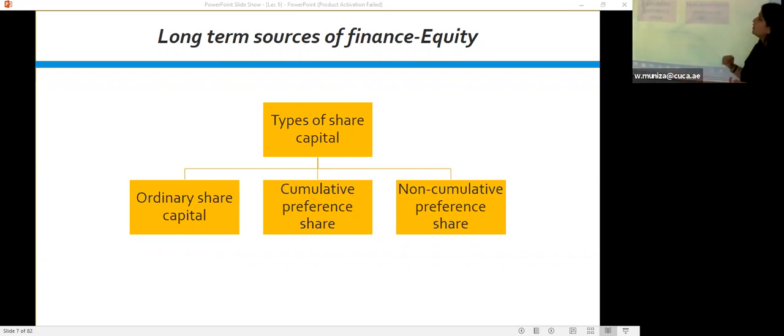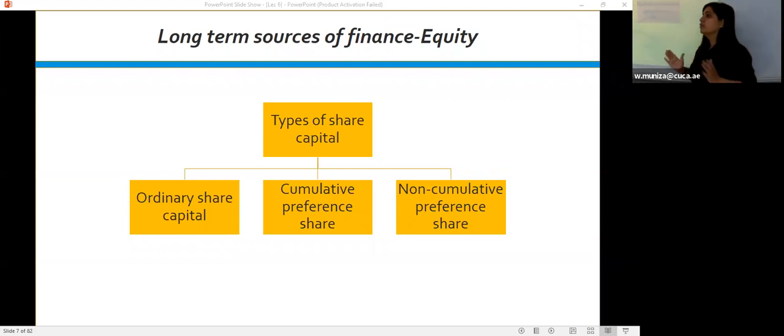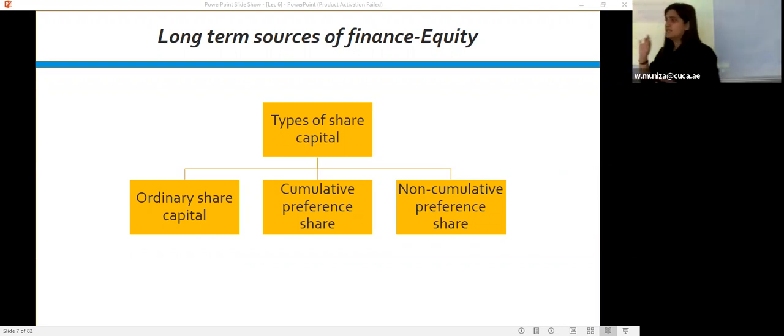Then non-cumulative preference shares again have priority over the ordinary share capital providers, but their dividend, if not paid in one particular year, is not going to be accumulated. And for preference shareholders, there will be a fixed amount of dividend for both cumulative and non-cumulative. It works normally like debt. But in the case of ordinary share capital, the amount of dividend is not fixed. For both of these, the dividend amount is fixed. Clear up to here?